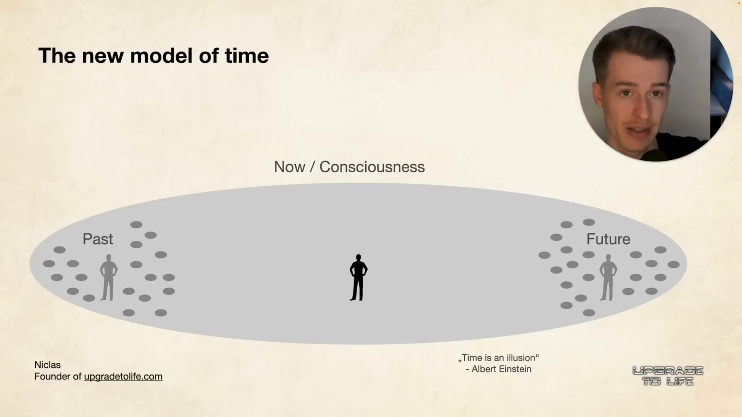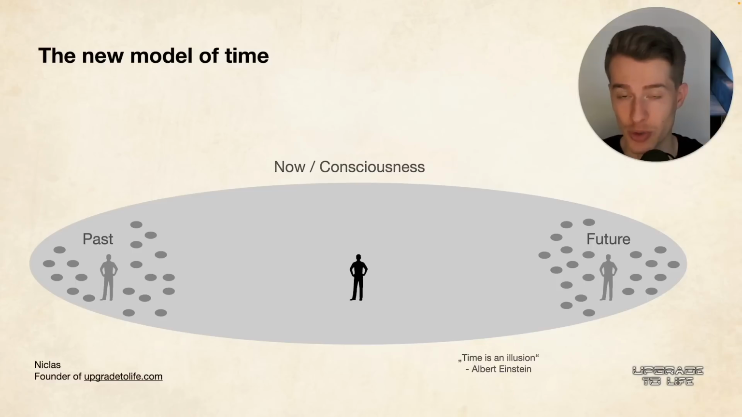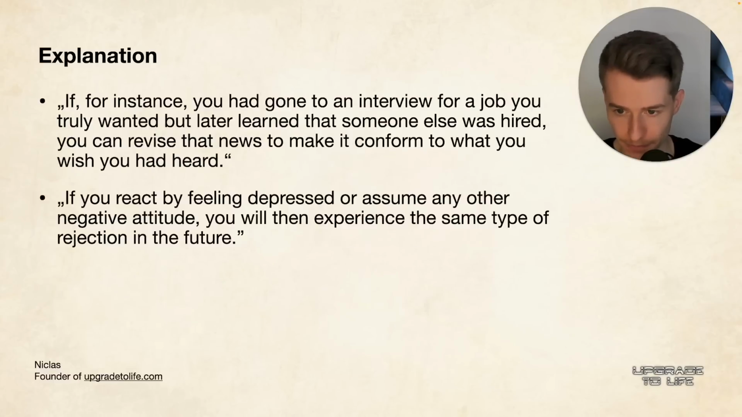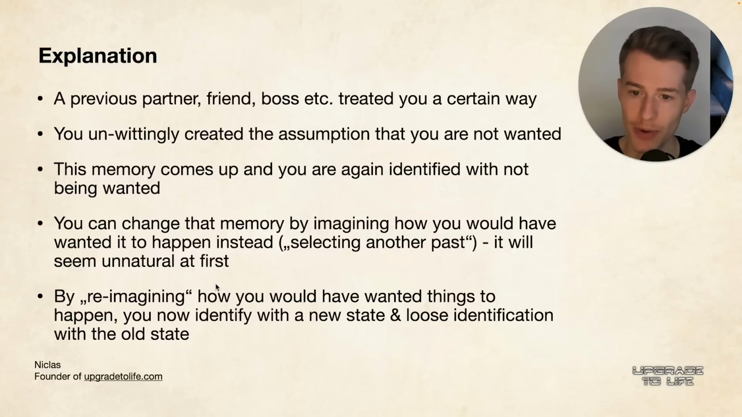As any future is in existence, you can identify with the futures you want. You can also identify with a past that you want, because there is not just one past. There are also other things that could have been said. So let's go back to the example. You can change the memory, and by the way, some people also call this method revision, or memory flipping. You can change that memory by imagining how you would have wanted it to happen instead, selecting another past.